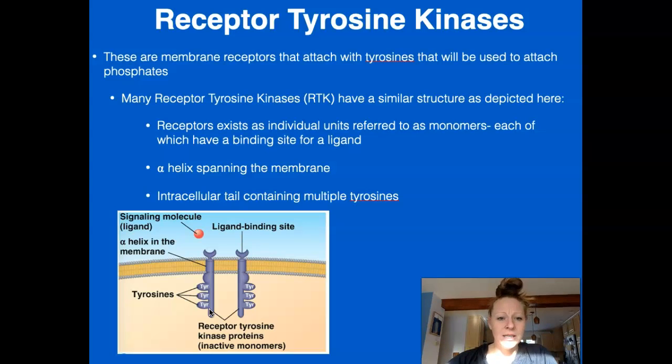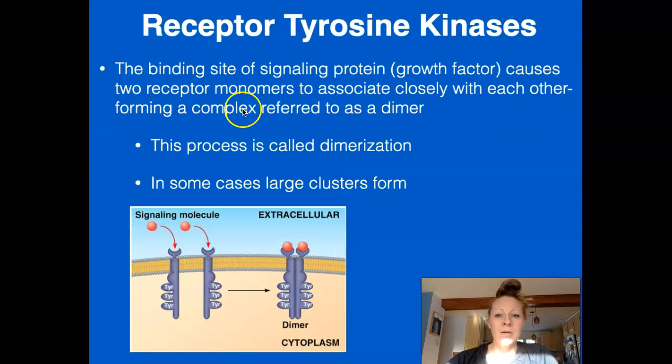So here you can see that they span from the outside to the inside, and it is drawn a little bit differently here, but they still have the alpha helices. It's just a different type of drawing. And so let's take a peek at what happens. So the binding site of the signaling protein, an example of this would be like growth factor. So here we have a signaling molecule, and they're going to attach.